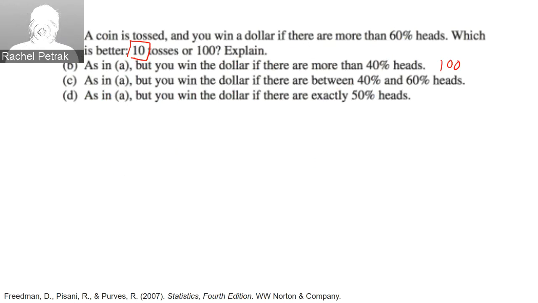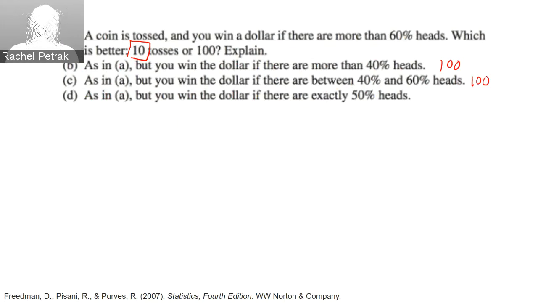Because now the chance variability hurts you because we want more than 40% heads. So we don't want an extreme score. Now we win the $1 in part C if there's between 40 and 60% heads. It's again going to be better to go with 100 in this case because the smaller amount of error would be on your side.